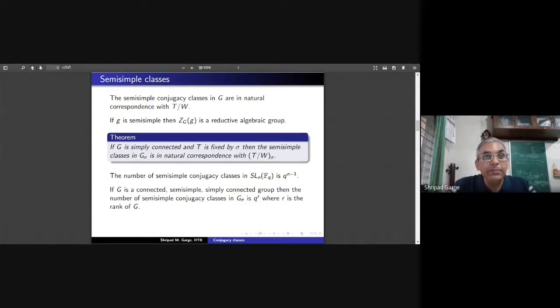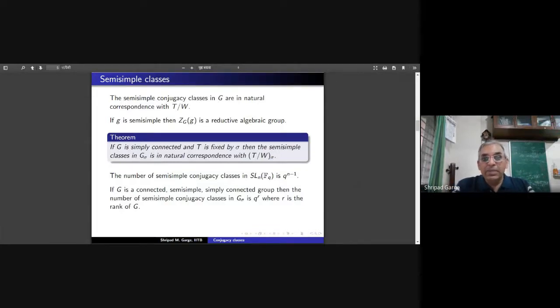And this is where the simply connectedness comes into picture, because for simply connected groups, for each conjugacy class above, there is a unique element below. So to look at semi-simple classes in G sigma, it is enough to look at the conjugacy classes above, which are fixed by sigma. And this is valid for simply connected groups. And that is then given by T by W sigma. So let's just do an example of this.